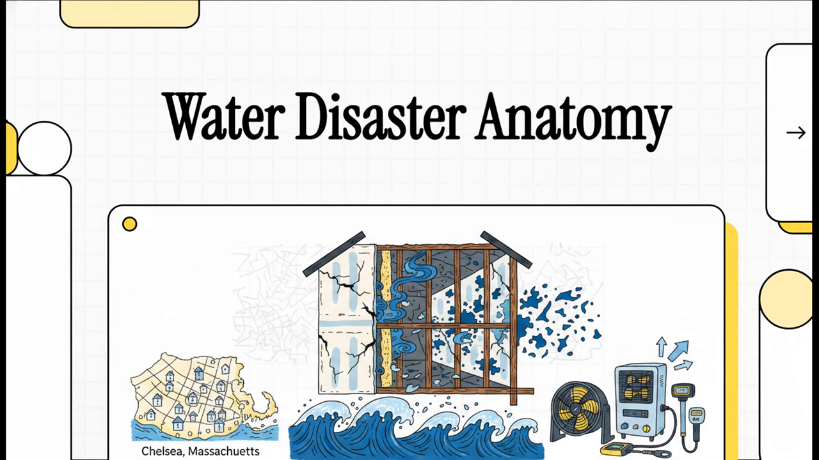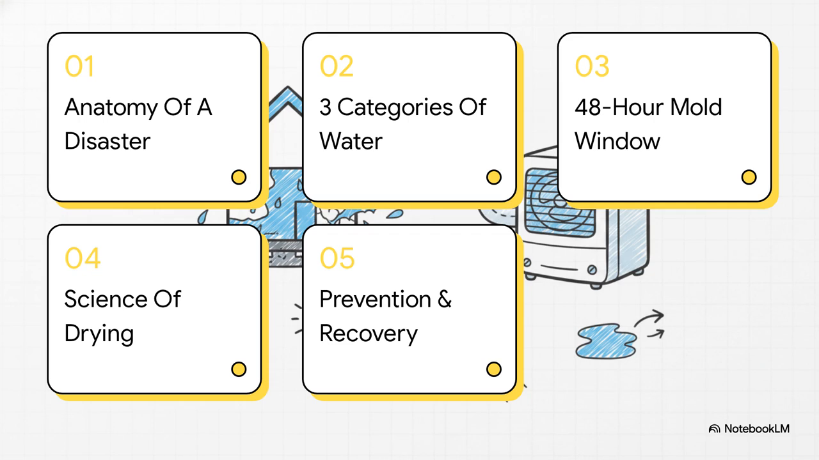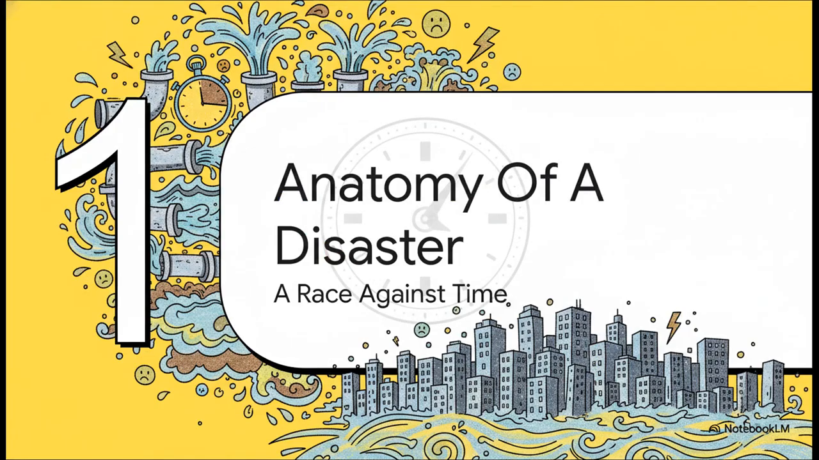Right in its tracks. Okay, let's dive into this and map out exactly how experts turn a chaotic disaster into a manageable science. We're going to cover the anatomy of a water disaster, the 3 categories of water, the 48-hour mold window, the science of structural drying, and finally, prevention and ultimate recovery. So, Part 1, Anatomy of a Water Disaster.